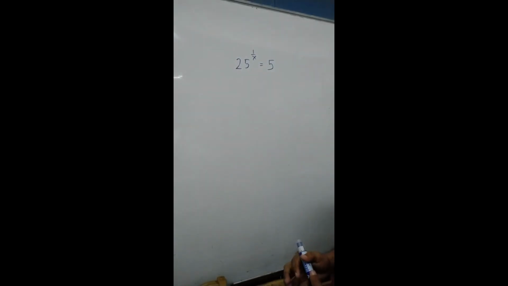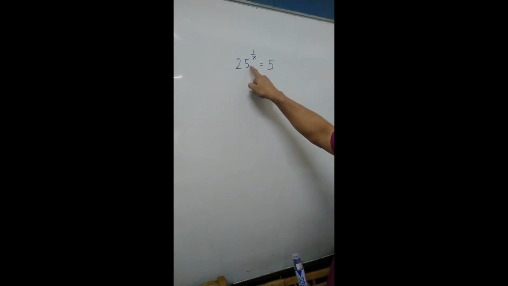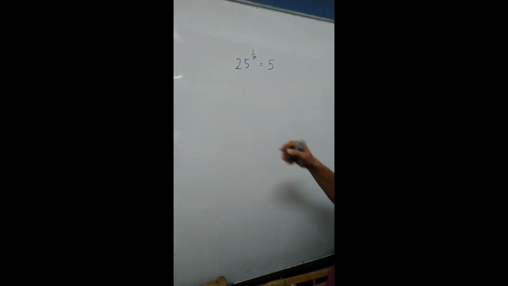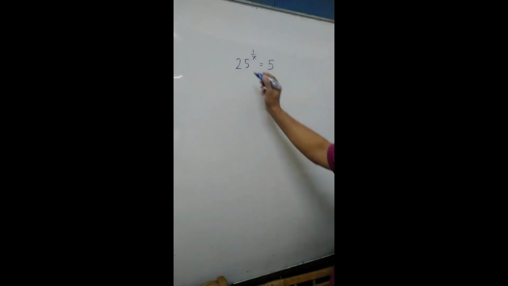Let's find the x. We can just look at it. We can just say that 25 to the power of a half equals 5. But how do we find it using the indices method? So the first thing we have to do is we know that 25 is 5 to the power of 2.